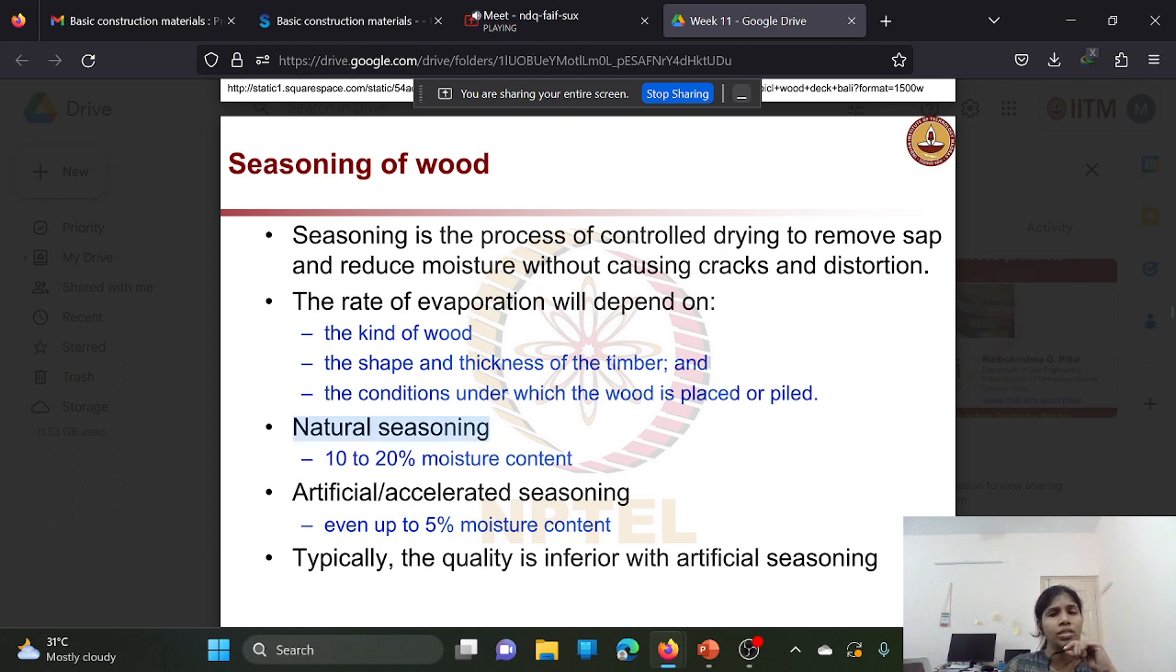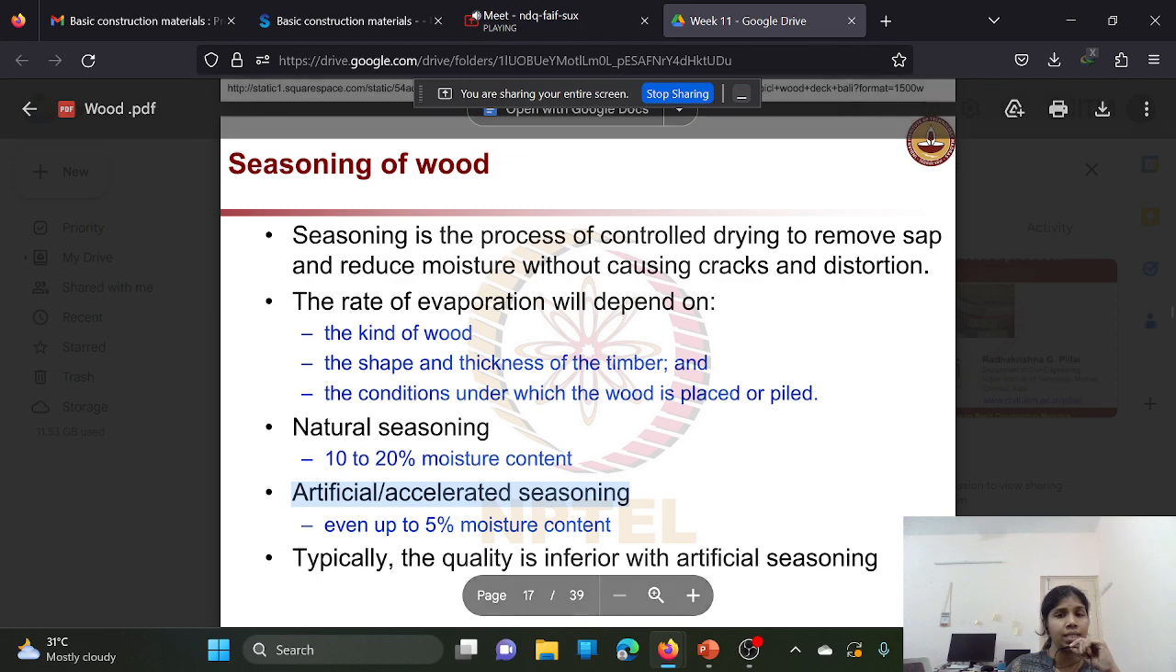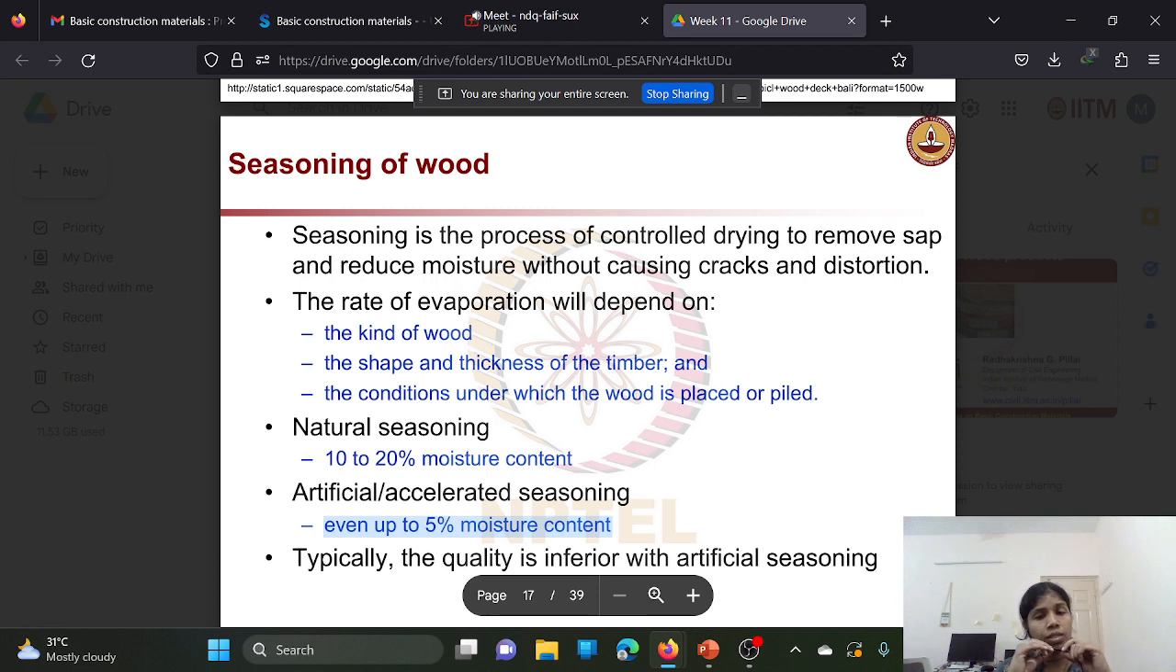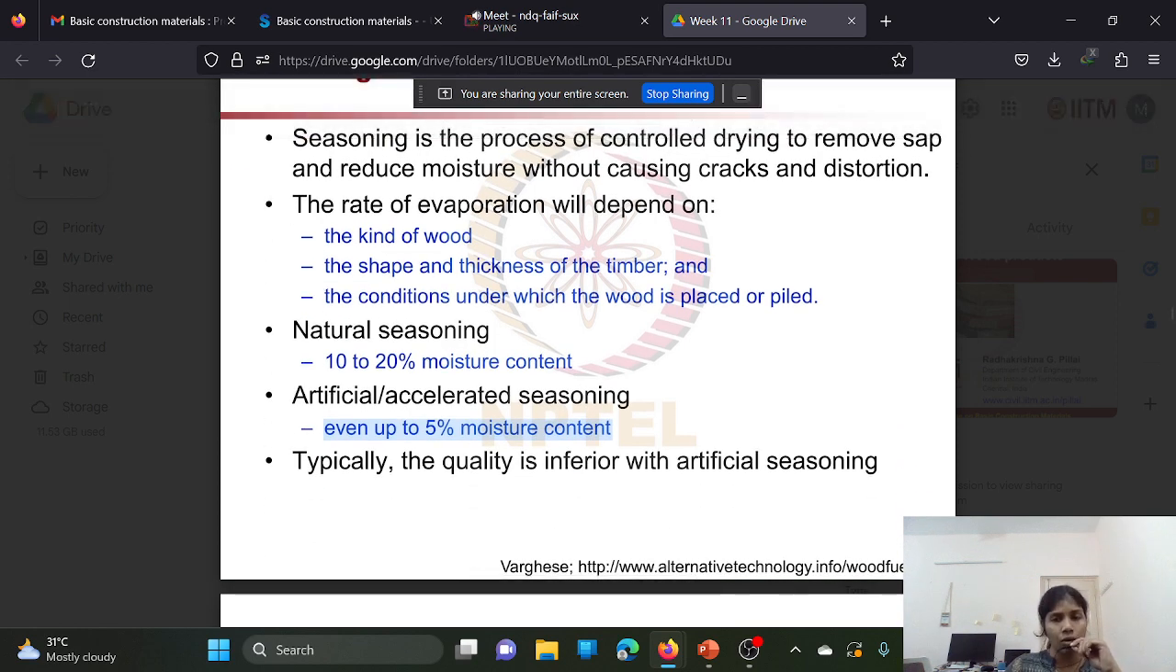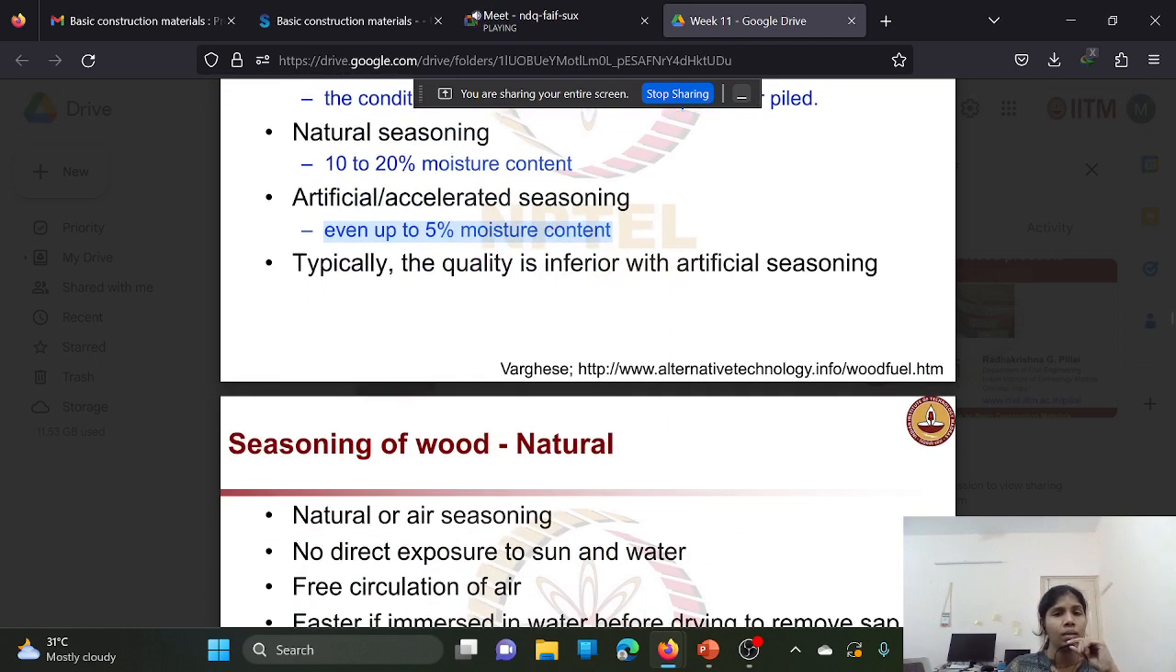In the process of natural seasoning, the aim is to retain only 10 to 20% of the moisture content. The remaining has to be evaporated. But in case of artificial or accelerated seasoning, we will be able to retain only 5% of moisture content. But the quality of artificial seasoning will be inferior when compared to natural seasoning.